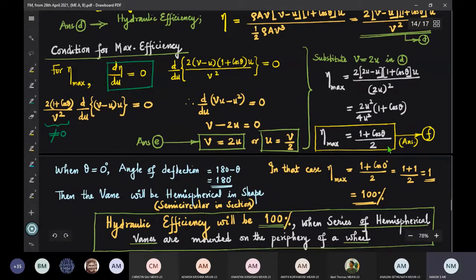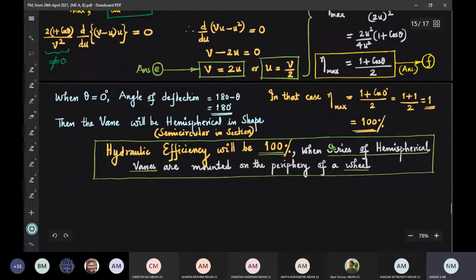Of course, we have theta in this expression. Theta is the vane tip angle. So when you give the optimum value of theta, then you can have the maximum hydraulic efficiency numerical value. How do you find that numerical value? You have to substitute an optimum value for theta for which cos theta is maximum, which we explained the other day also.